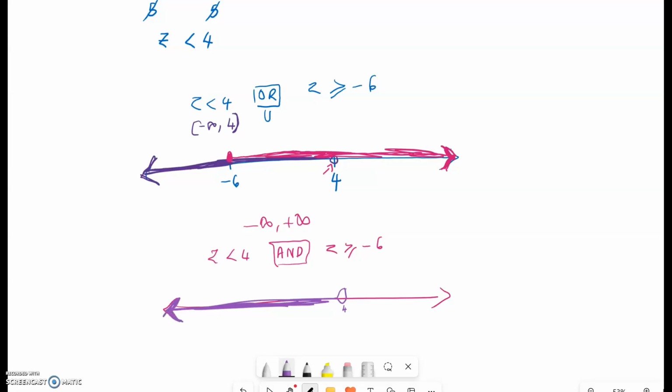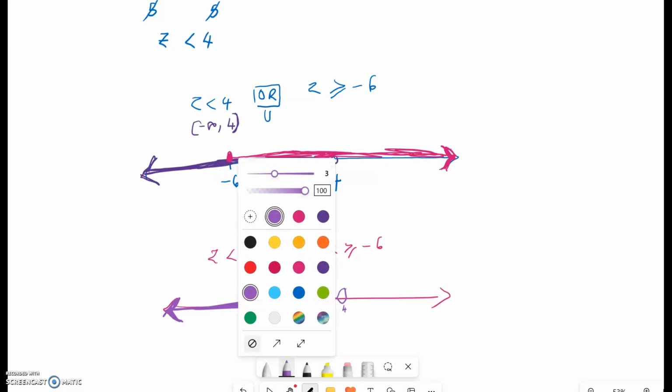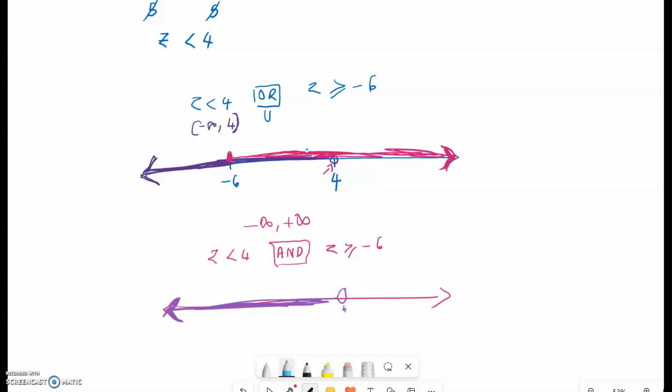Okay. Z greater than or equal to negative 6. So I'm going to use, let's say, a blue. Negative 6, suppose, is right here. Negative 6 greater than or equal to, I'm going to put a solid dot, and everything to the right of it. It includes the 4. Everything to the right of it. But remember that we are looking at the intersection, which means the word and says intersection, the overlap. Look at the blue and the purple. And remember, the purple goes through this dot.